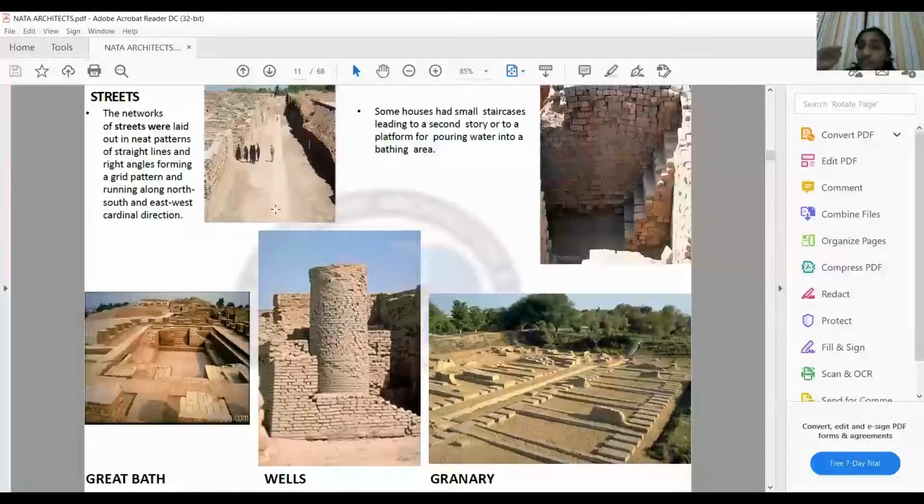They had these different levels where they constructed small staircases leading to the different levels, mainly for pouring water, etc. And you can see how the access to the Great Bath is also given in the image located below. And they had water reservoirs, mainly the wells, and then how the irrigation facilities were planned out. And then this is the usage of corbelled arches.